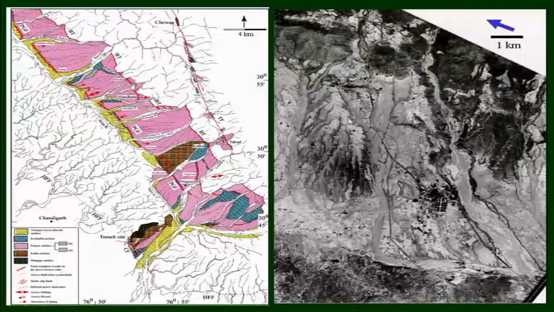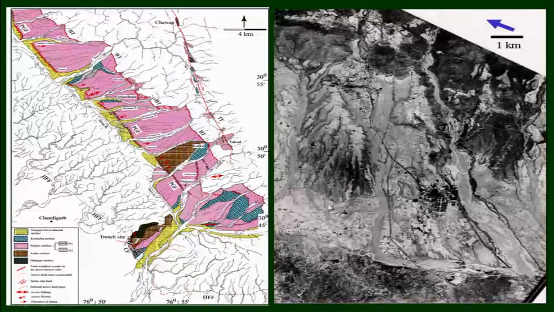And even on the satellite photograph, you can easily make out that this portion of the surface which is older, Kalka surface, is much more dissected as compared to the Pinjore surface which you can see here and here. It is less dissected. So this also tells us about the morphology of the surface, that the older surfaces will be more dissected as compared to the younger surfaces. Why? Because the older surfaces are subject to erosion since long as compared to the younger surfaces.